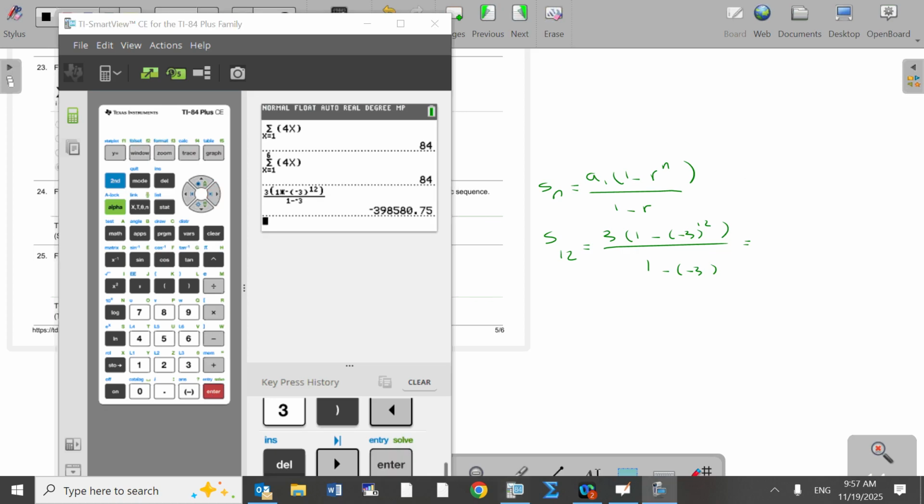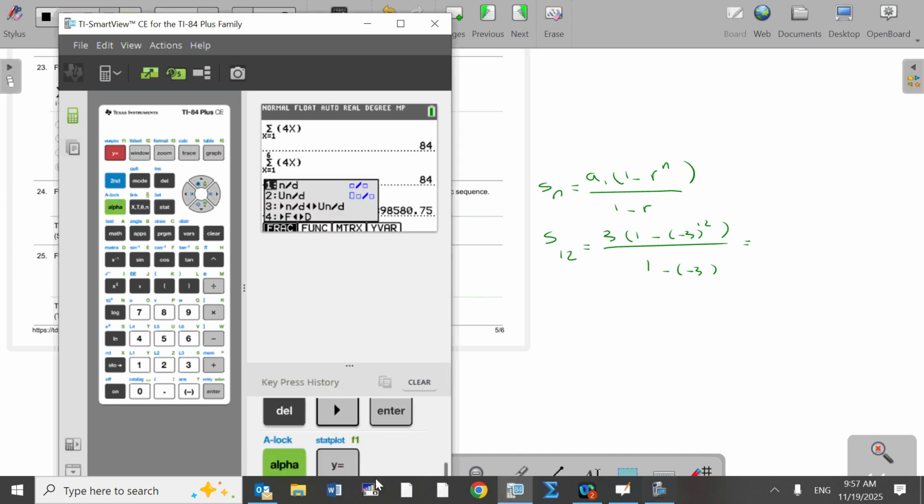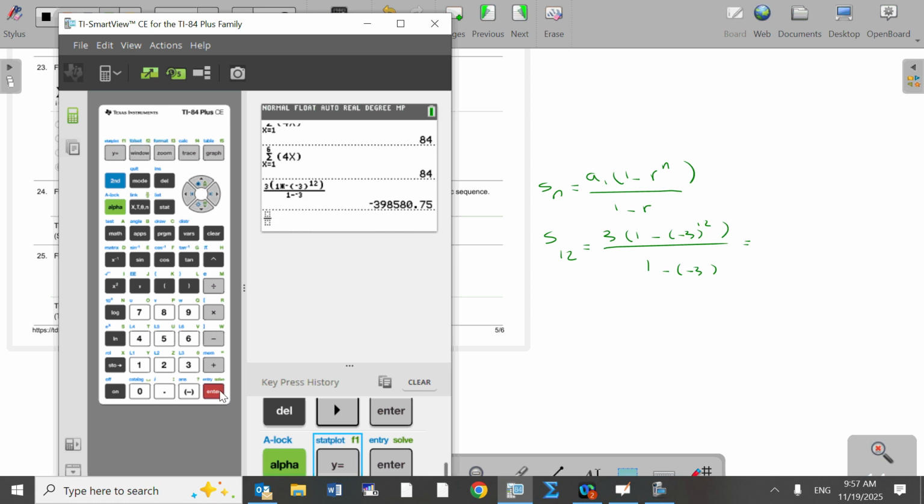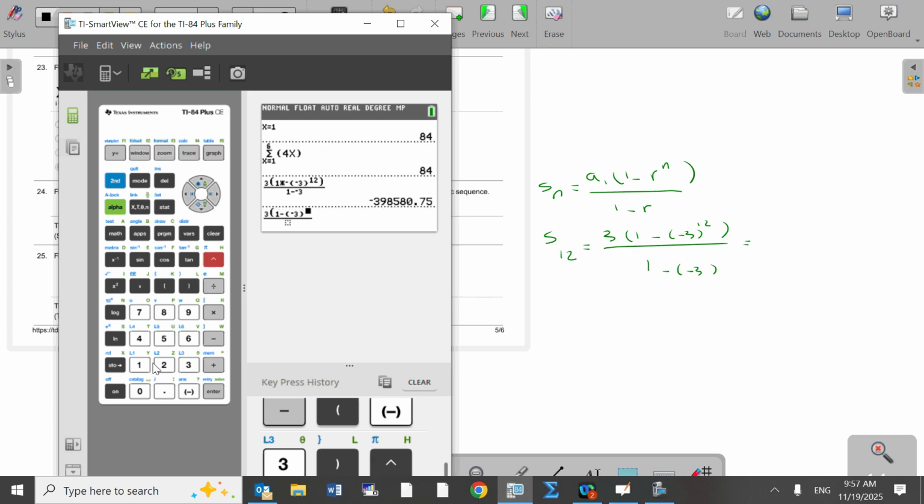It looks like I made a mistake. I accidentally pressed the multiply. So I'm going to do it one more time for you. Sorry. So I have a fraction here, and I write 3 times 1 minus negative 3 to the power of 12. Close the parentheses, and in the bottom I have 1 minus negative 3. So this should be the answer.